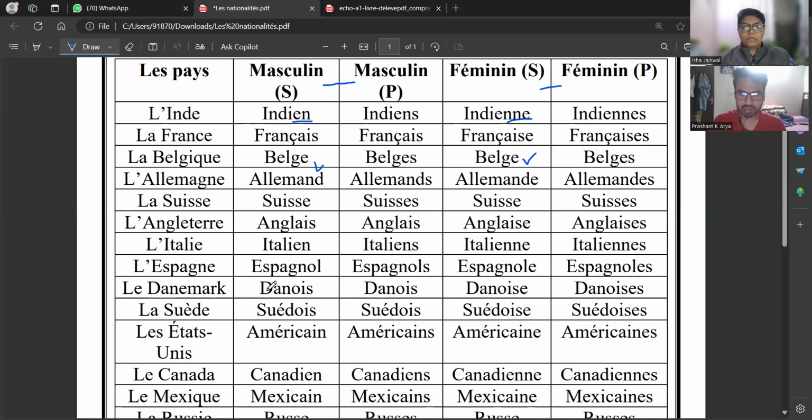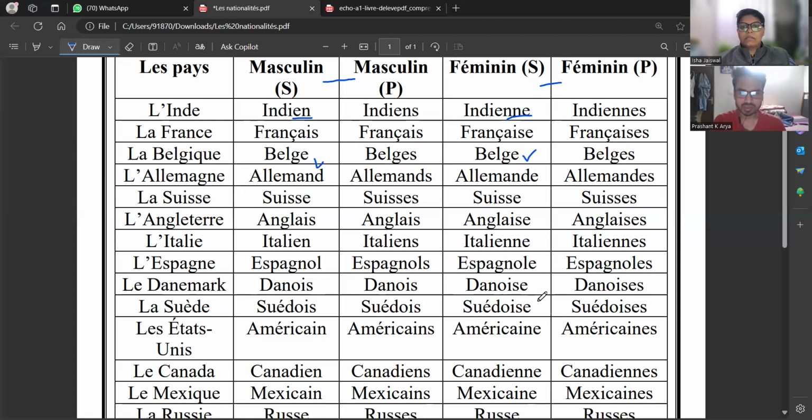Le Danemark. Danois, Danoise. Danois and Danoise. La Suède. Ma'am, do we pronounce la and le the same way? No, Le Danemark, La Suède. Okay. La Suède. Sweden. Suédois, Suédoise.